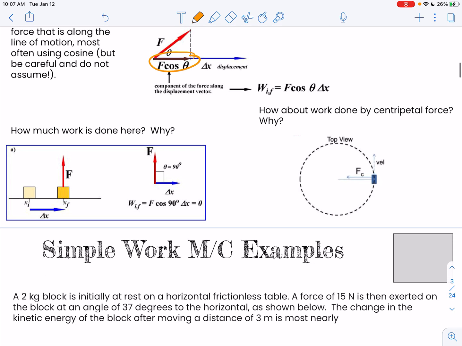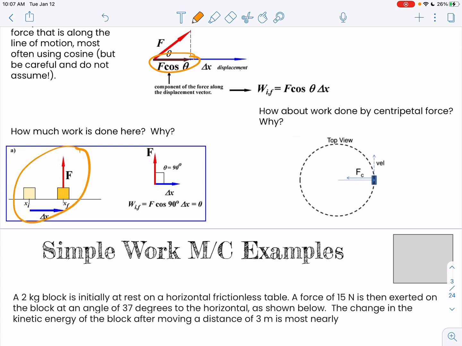All right, how much work is done here? All right, again, this is going to be 0, right? Because if you think about it with the trig part, cosine 90 would be 0, okay? And since none of that's in the same direction, that's going to be a work of 0. And this is something that they really like to ask a lot. The centripetal force, or whatever that tension or friction or what is pulling inward, is going to do no work, okay? Because that's always going to be perpendicular.